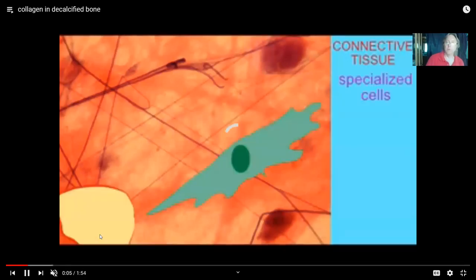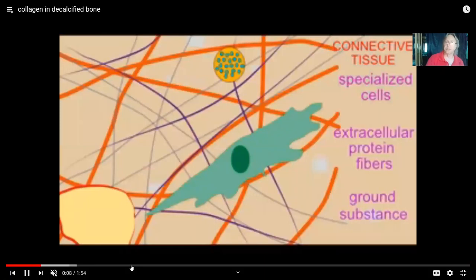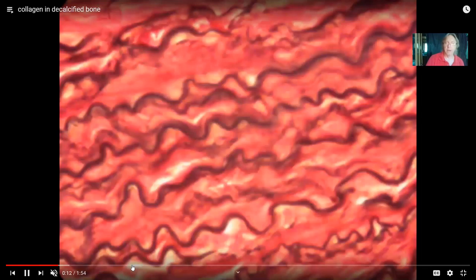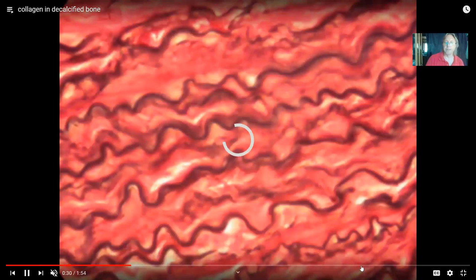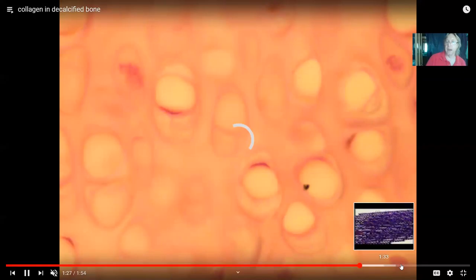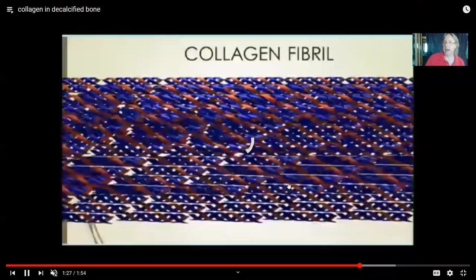Bone is a connective tissue, and connective tissues have cells, they have extracellular protein fibers, and they have an extracellular matrix. About a quarter of bone is the protein collagen. Just as collagen can be found in, say, a tendon or a ligament, collagen is found in bone. Now, very often it's not visible, so you would have to remove the calcium salts of bone. Here's cartilage, which would also have collagen, maybe up to 40%. But if you could take the calcium salts out of bone, you would see that collagen can make up about a quarter of bone.